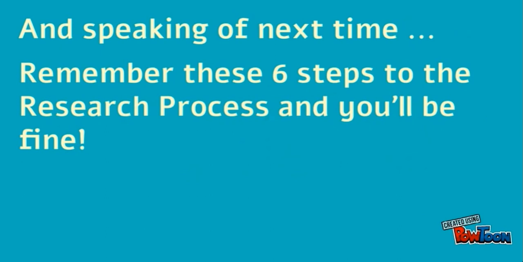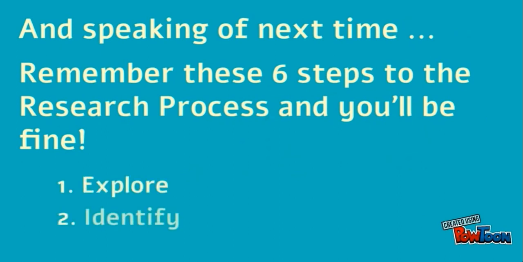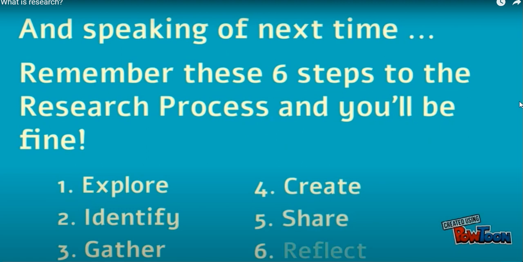Okay, so here are the 6 steps. For this case, I only focus on the first 3 steps. The first 3 steps refer to explore, identify, and gather. Explore means you have your own specific topic, but then in the second step you identify this very specific topic, which refers to the title of the research. In identify as well, you need to have your research question, and the gather stage is basically where you get information about your research or subject of interest.